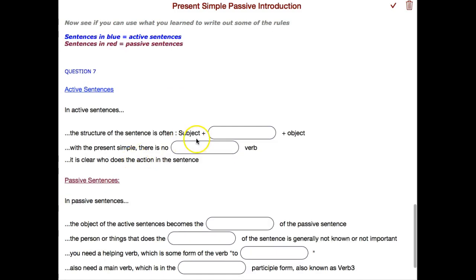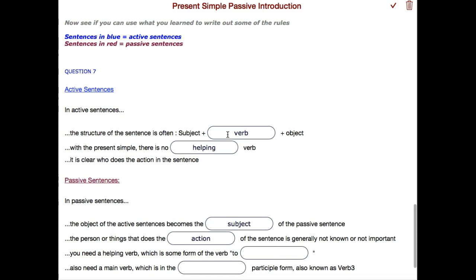Okay, in active sentences, the structure of the sentence is often subject. What comes after our subject? Verb. With the present simple, there is no helping verb, unless we're asking a question or making a negative. But that's not what we're talking about right here. Okay, the object of the active sentence becomes the subject of the passive sentence. The person or thing that does the action is generally not known or not important. That's why we use the passive.